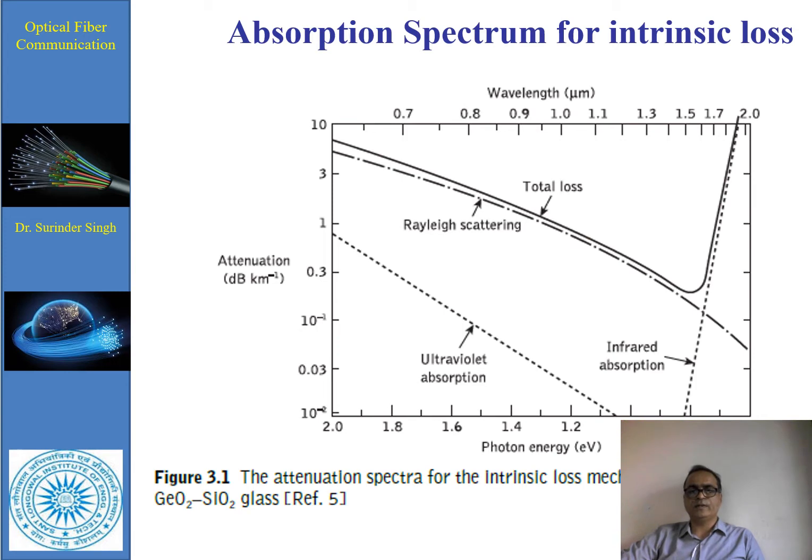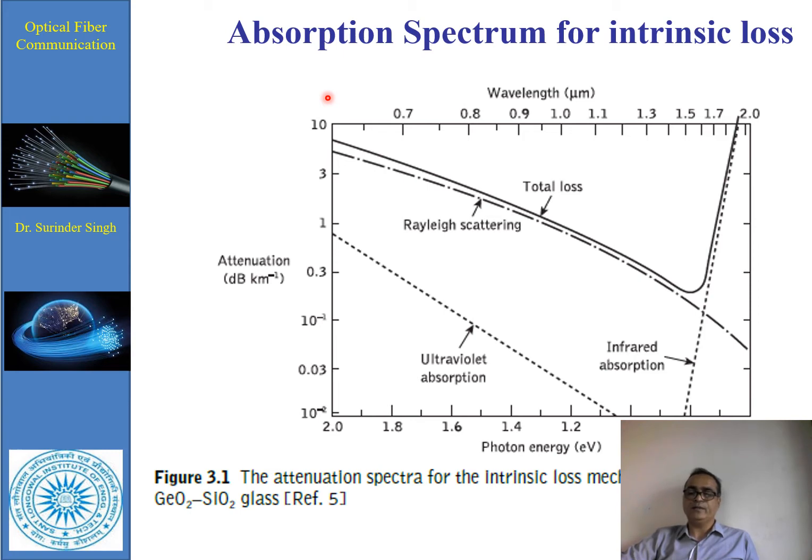Attenuation is caused by absorption, and here the graph between attenuation and photon energy in electron volts is represented for the various wavelengths for intrinsic loss. Absorption loss represents absorption of the light by the fiber, which depends greatly on the wavelength of the light used and impurities in the fiber itself. The amount of light absorbed generally decreases with the increase in wavelength.